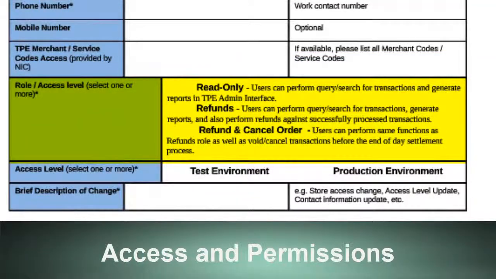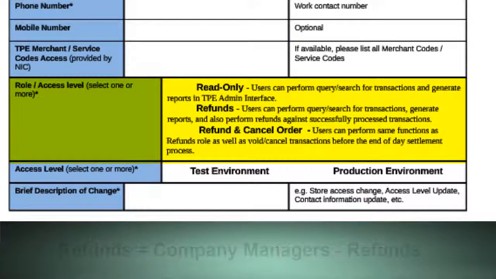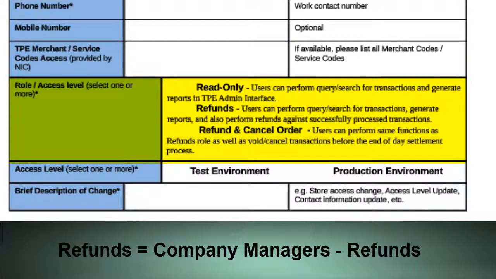Permission level. There are 3 levels of access for Oregon agency TPE users. Company managers can search for orders and invoices and generate reports. They cannot refund or cancel orders. Company managers' refunds can perform searches, generate reports, and refund invoices.